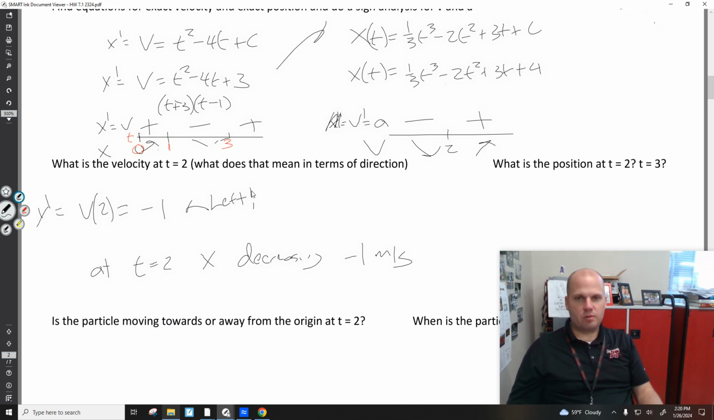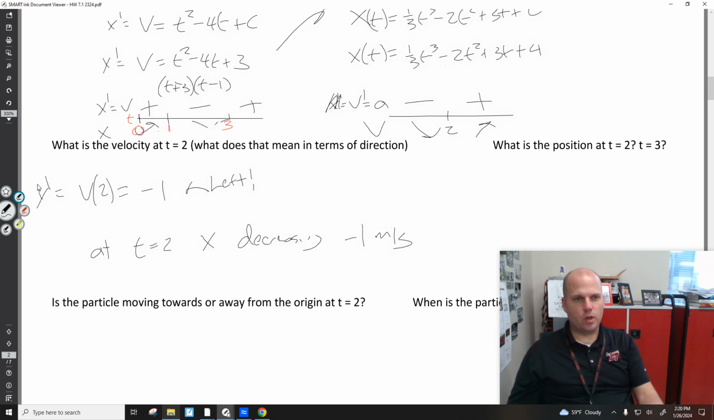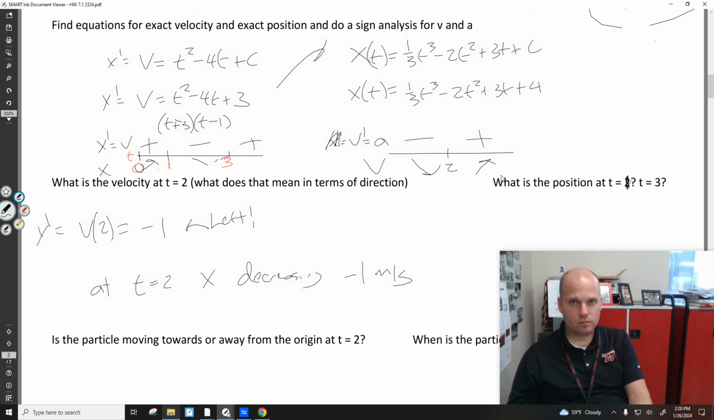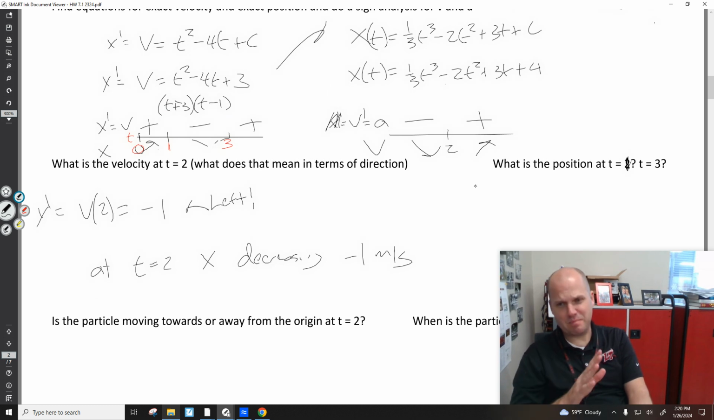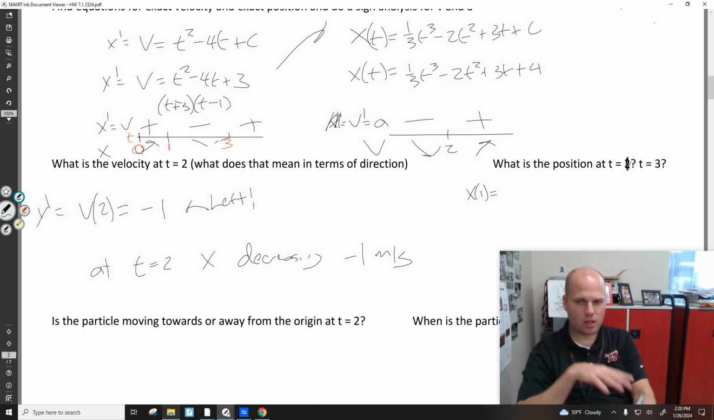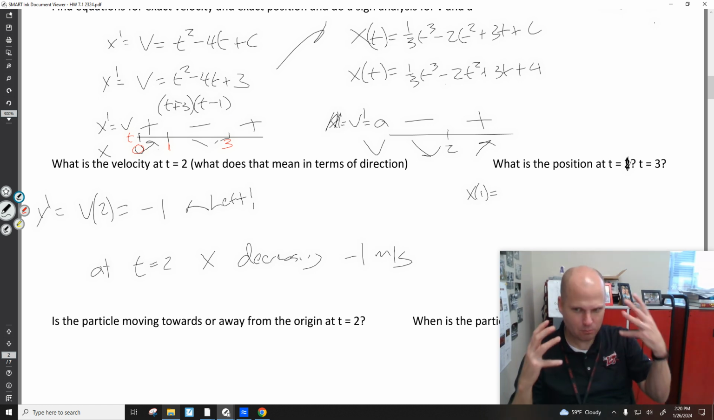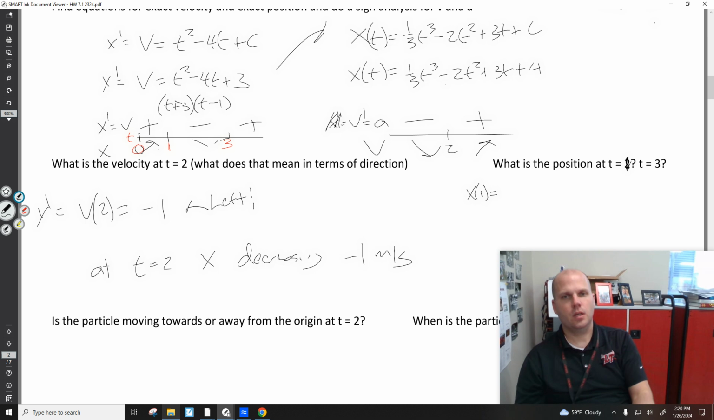Oh, well, they wanted me to find the position at 2, 3. I don't really want to, but let's find the position at 1 and 3. When I say we, I made this homework a while ago. I updated the future homeworks from this unit because I changed up this unit to make more sense. Hopefully it will.